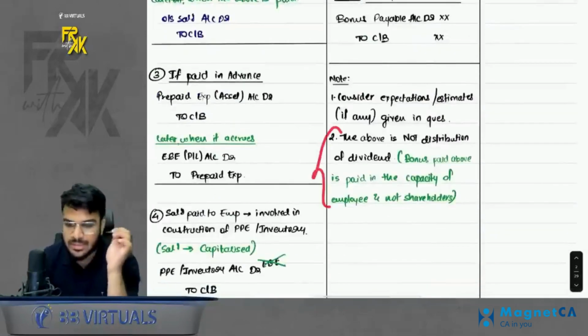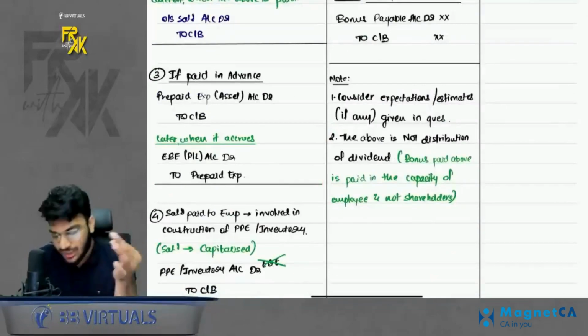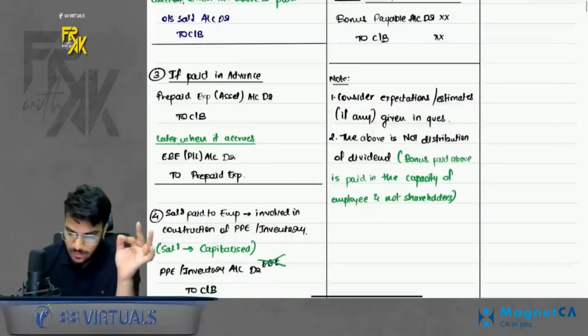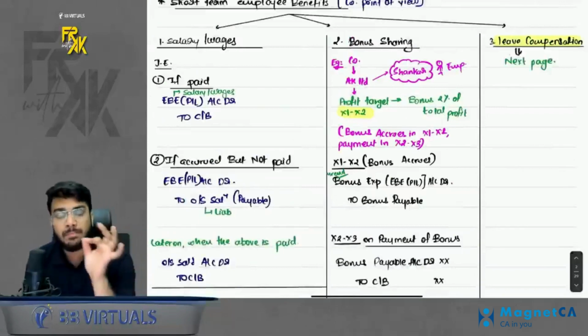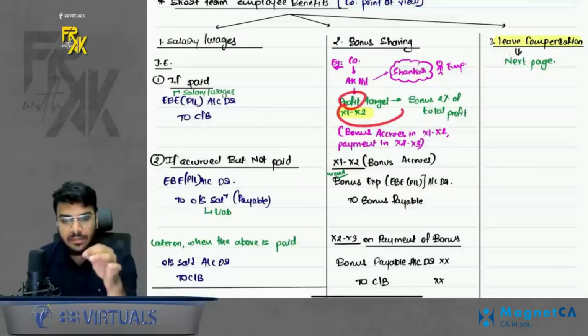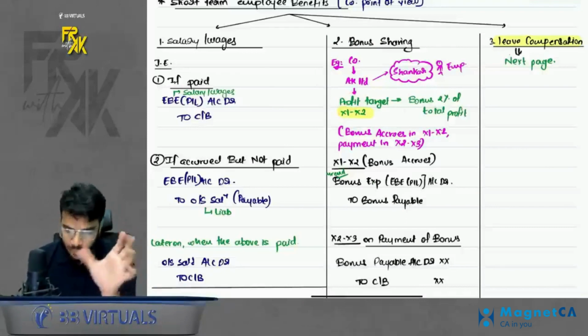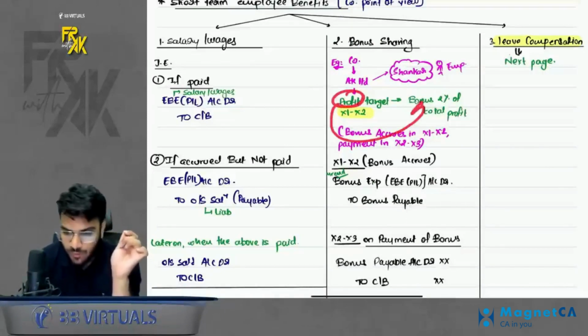Second thing, this bonus is not a distribution of dividend. Okay, why? Dividend is given to the shareholder in the capacity as shareholder. This bonus we are giving to employees because they have met some target in employment. Just because you are giving something out of profit, that doesn't mean it is dividend. This is not dividend.